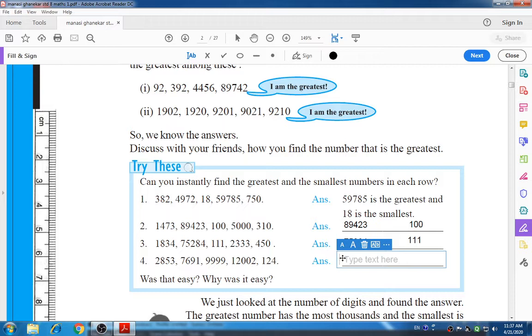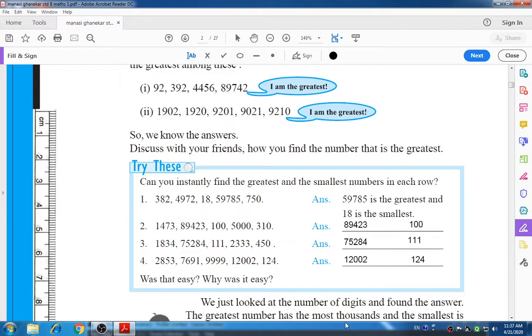The last question: 2,853, 7,691, 9,999, 12,002, 124. Which one is the biggest or greatest? Yes, correct. 12,002 is the greatest number. And which one is the smallest number? Can you tell me which one is the smallest number, or can you identify that number? Yes, very good. 124 is the smallest number.